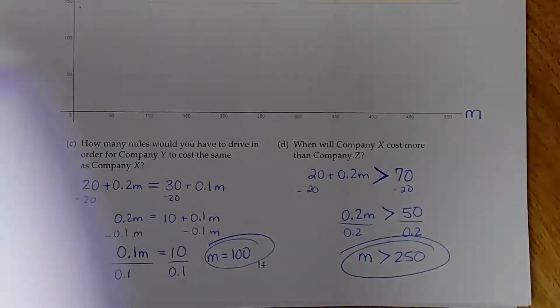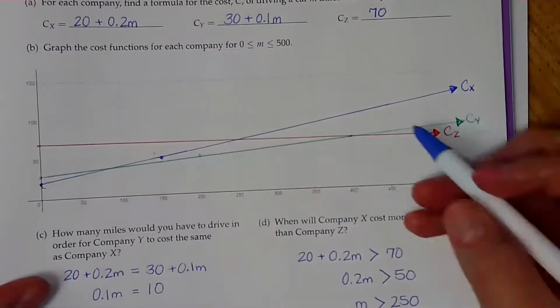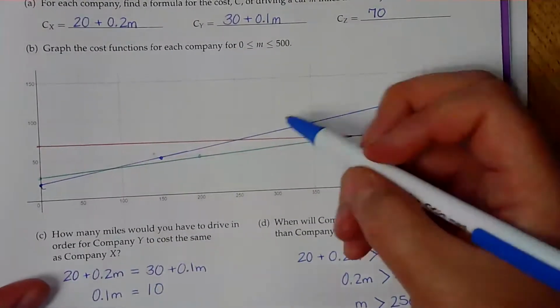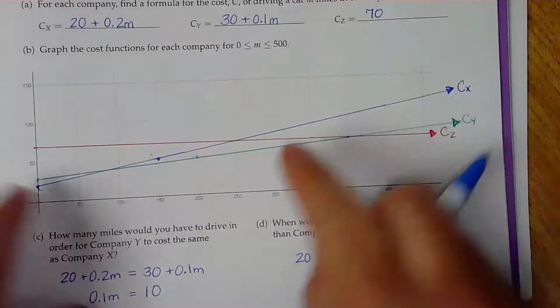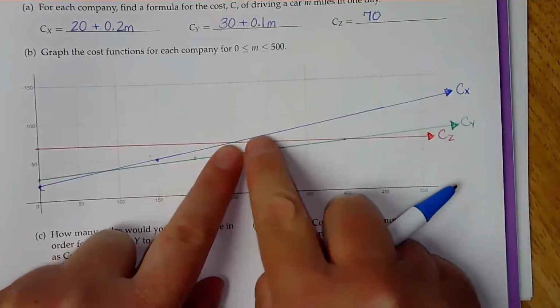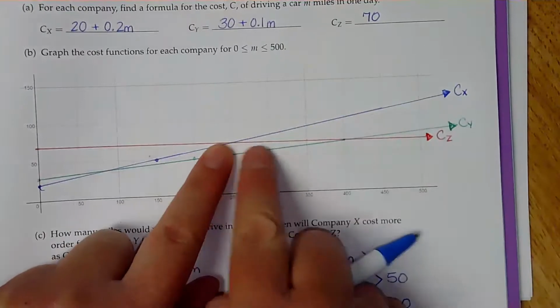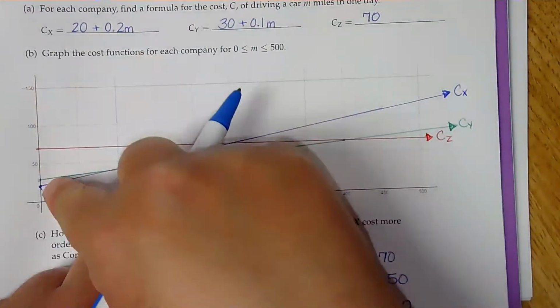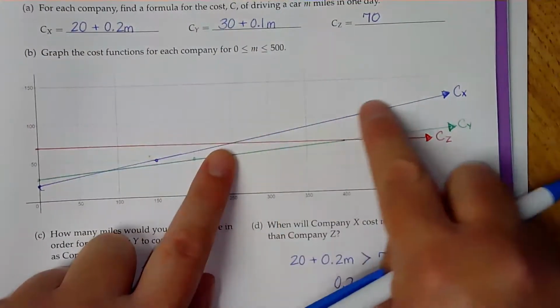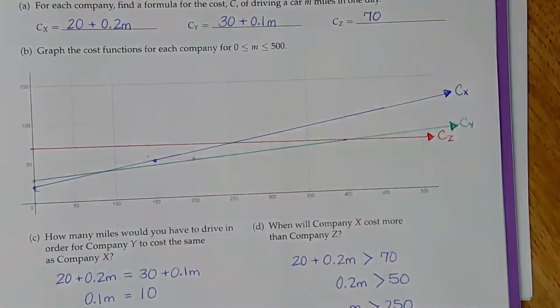And then let's just take a look at our picture here and see. So 250 miles, that's right there. And yep, you can see where the blue line has crossed over this red line. So this is the cost here on this axis. And so you can see that blue is going to cost us more if we go with that company.